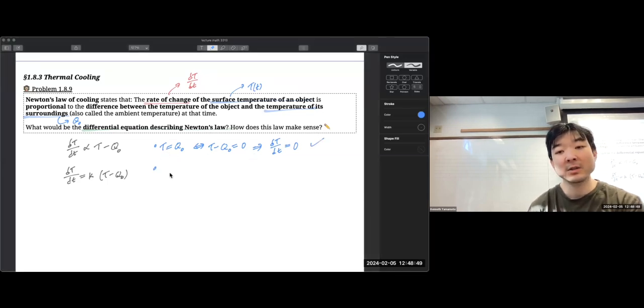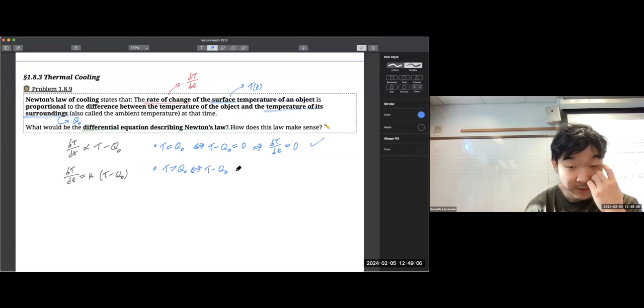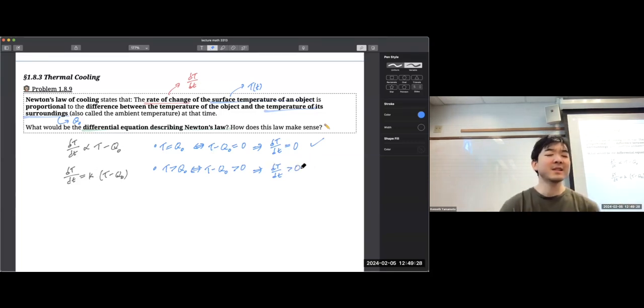Now, what if the temperature of your object, which is your coffee, is hotter than your ambient temperature? Then your right-hand side, T minus Q naught, would end up being greater than 0, because T is bigger than Q naught. Which means that dT over dt will be greater than 0, assuming that K is a positive proportionality constant. Does this make sense though?